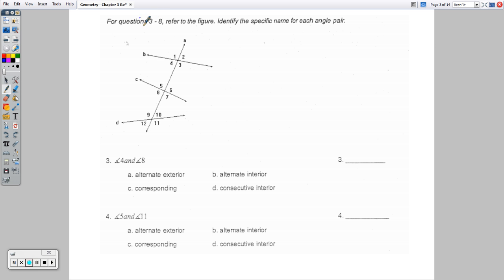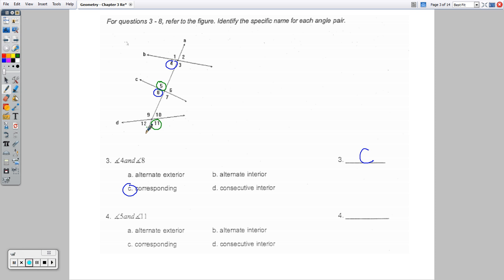Checking out numbers 3 through 8 now, we're going to refer to this figure, identifying the specific name of each angle pair. So 4 and 8, if I look at 4 and 8, it's not saying that these are parallel, but these are still cut by a transversal here, so we can say things about the angles. Since the lines aren't parallel, we can't say they're congruent, but they are still different types of corresponding angles. So that's a pair of corresponding angles. That's choice C.